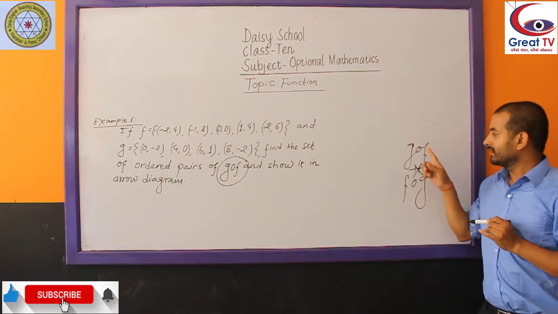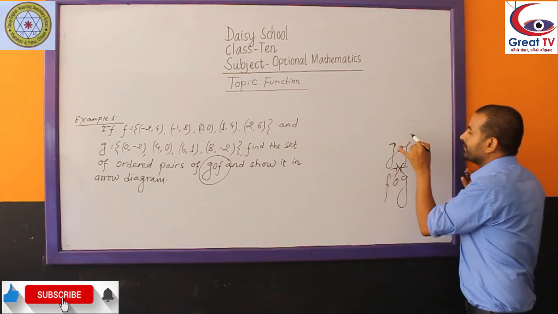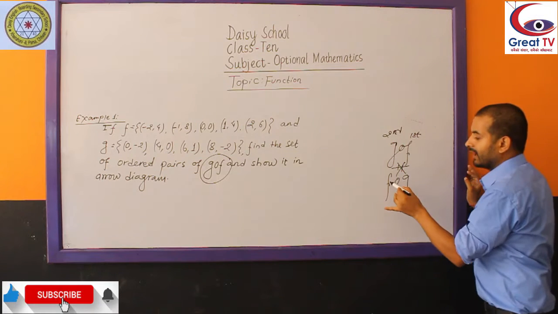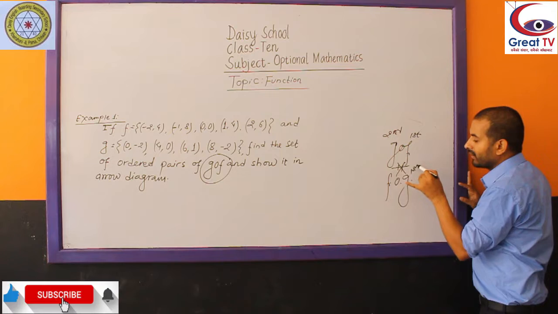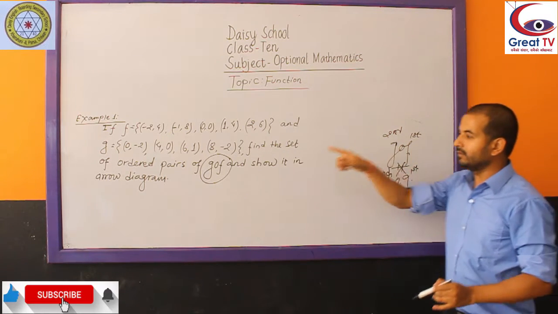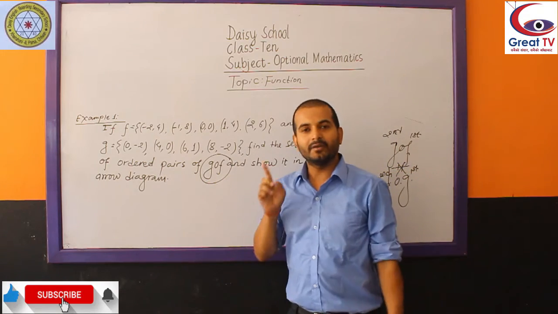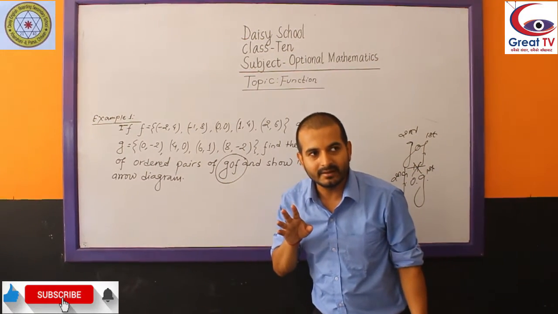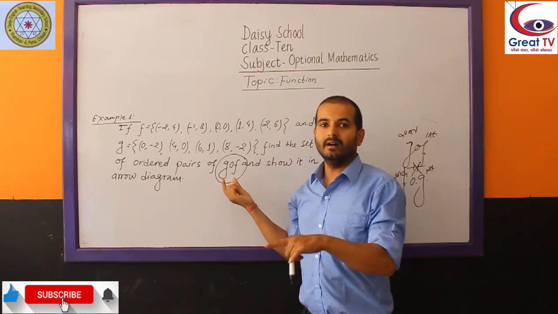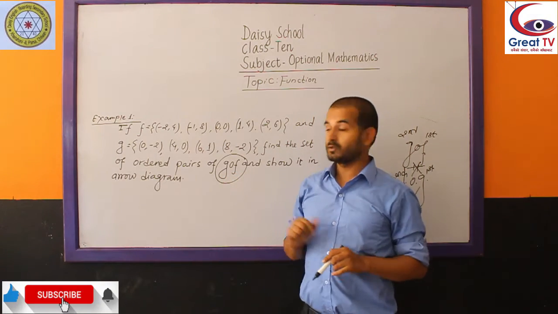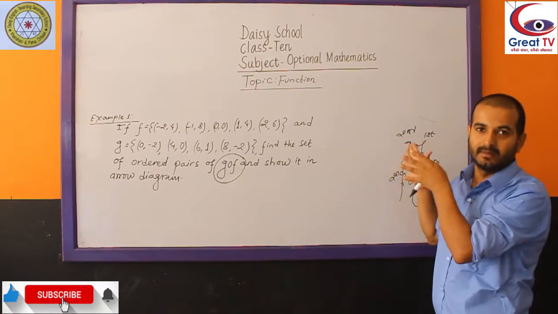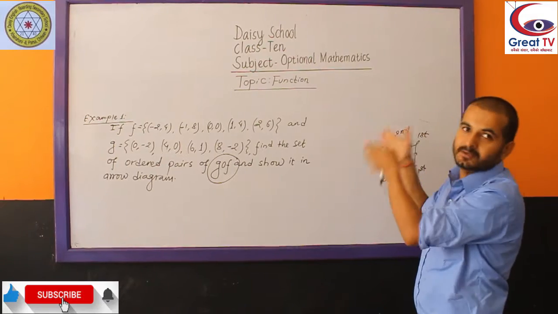Remember, in g o f, f is the first function and g is the follower, the second function. In f o g, g is the first and f is the follower, the second function. Now in our question, which one is the first function and which one is the second function? Exactly, f is the first function, g is the second function. So let's work on the first function first.